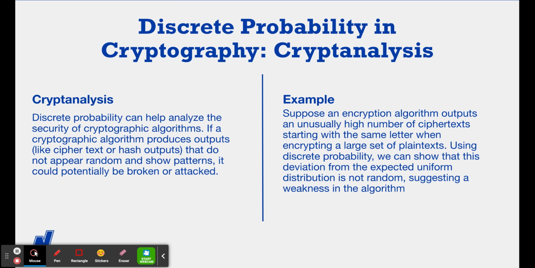Next, we're going to talk about cryptanalysis. Let's imagine that we have an encryption algorithm that, when encrypting a large set of plaintext, outputs an unusually high number of ciphertexts starting with the same letter. This is not what we would expect if the encryption algorithm was secure. The outcomes should appear random and show no distinguishable patterns. By calculating the probability of this event, we could show that this deviation from the expected uniform distribution is statistically significant, indicating a potentially weak algorithm.